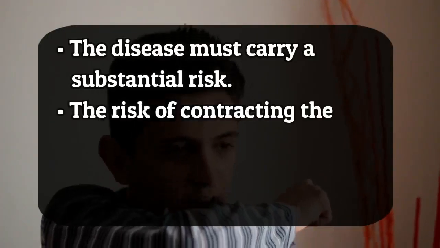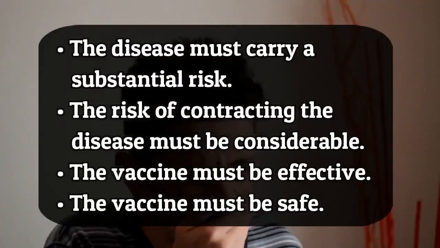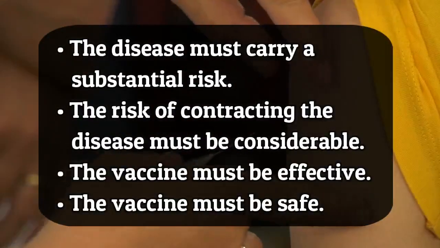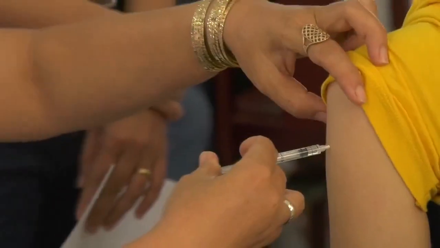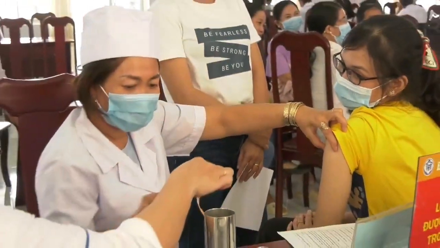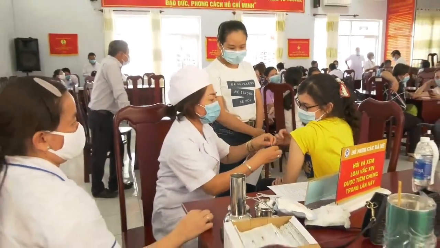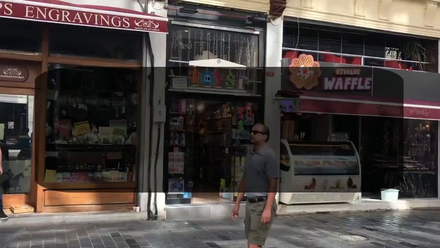The decision whether to introduce herd immunity artificially by immunization against a particular disease will depend on several epidemiological principles. The disease must carry a substantial risk. The risk of contracting the disease must be considerable. The vaccine must be effective. The vaccine must be safe. The effectiveness and safety of immunization programs are monitored by observing the expected and actual effects of such programs on disease transmission patterns in the community by appropriate epidemiological techniques.